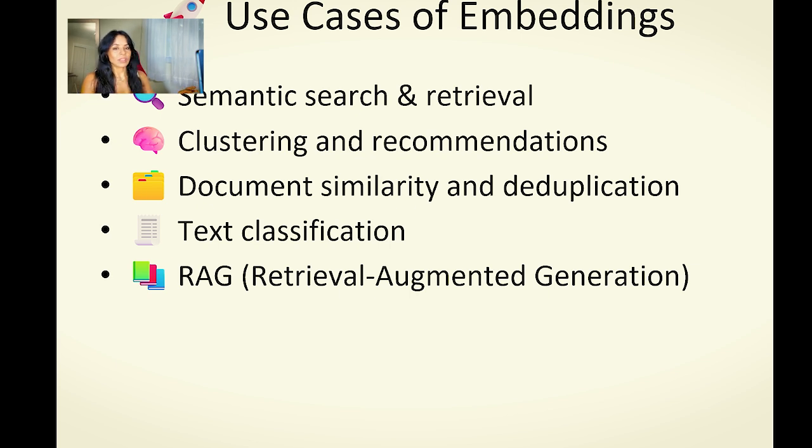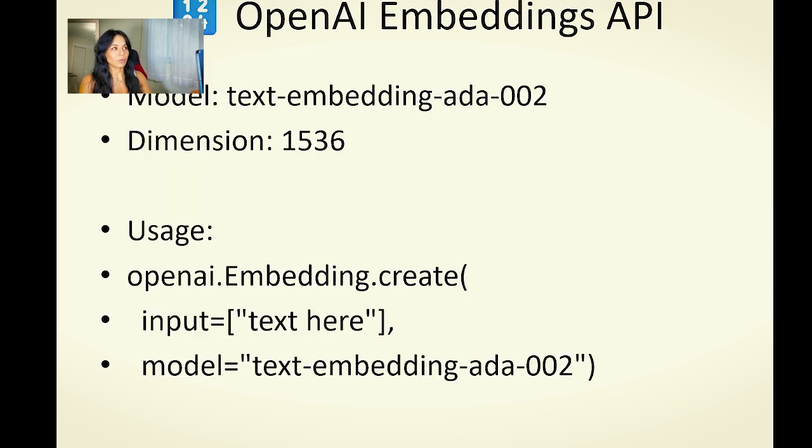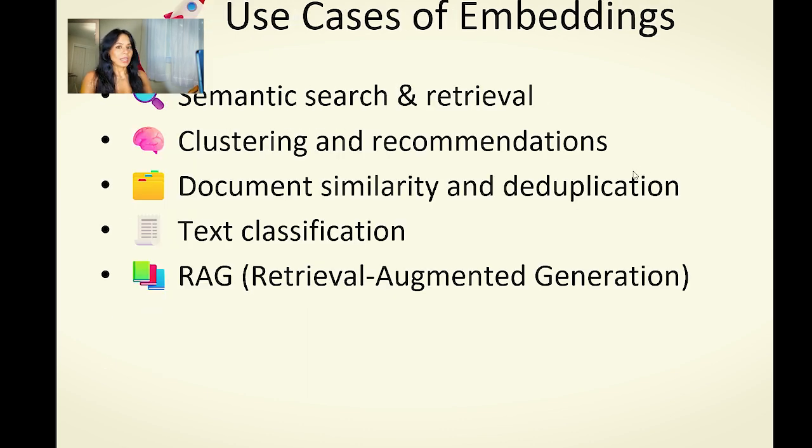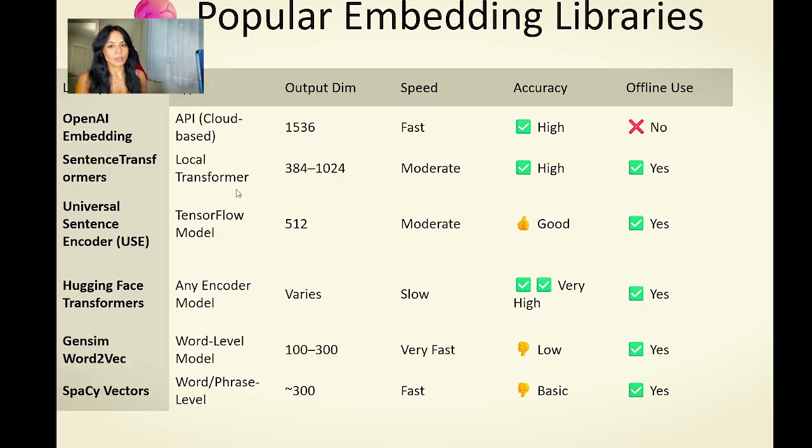So let's talk about different embedding models in Python that are popular. Of course, nowadays everybody can use the OpenAI API, which is cloud-based. You can just purchase the API or the ChatGPT membership and use the API for your Python coding and any experiments. The output dimension for it is 1536. The speed is very fast and the accuracy is really high, but you definitely have to be online to use it. You cannot download it and use it offline.